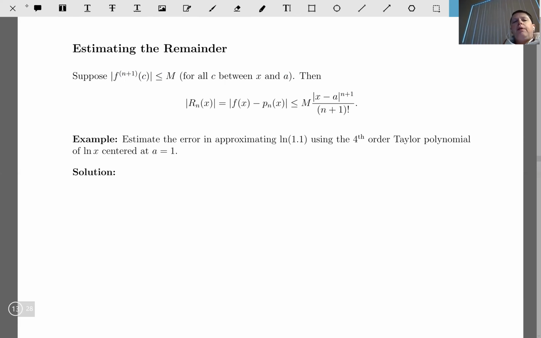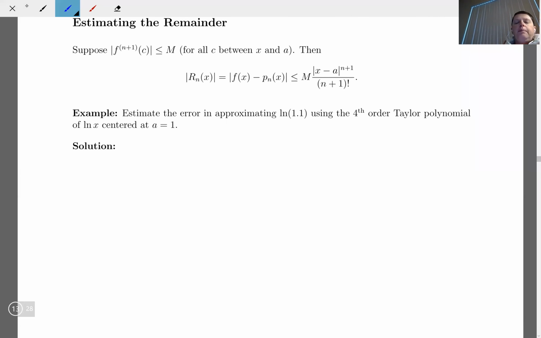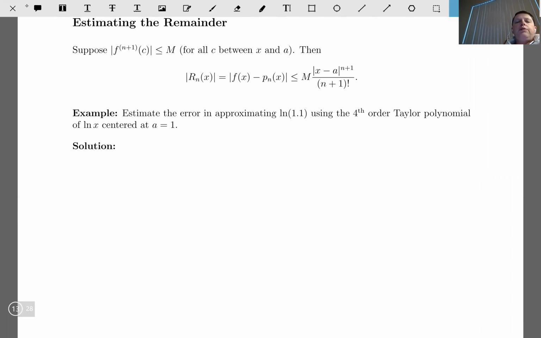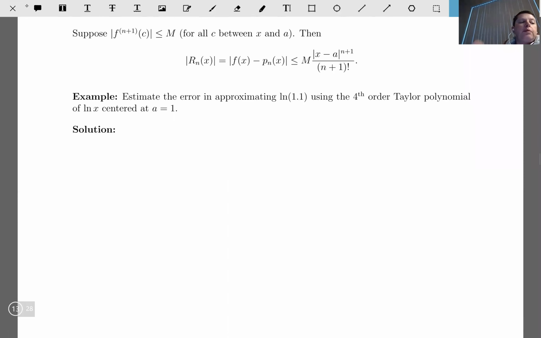So if I suppose that the n plus first derivative is less than or equal to some constant M, I can bound the absolute value of the remainder by this M and then the absolute value of everything else. So let's just look at an example. Specifically, we'll do our error approximating log of 1.1 using the fourth order Taylor polynomial of log of x centered at a equals 1.